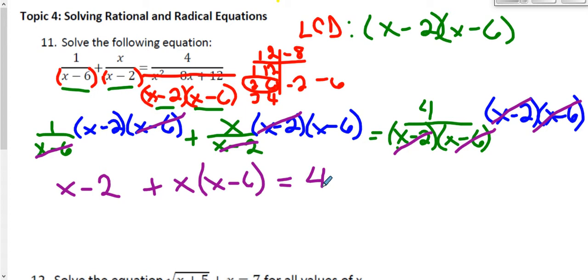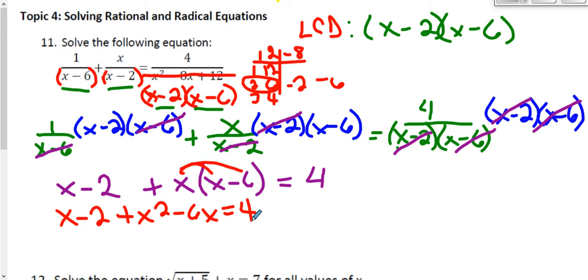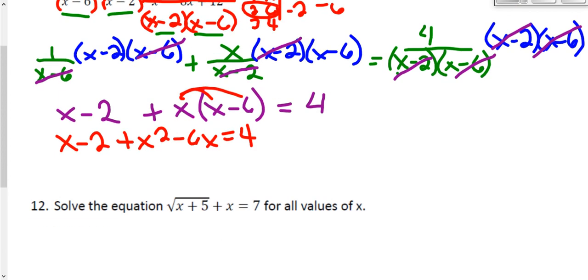Now we have one expression with no fractions anymore. So if I want to solve this, I'm going to have to simplify the left-hand side. I'm going to distribute this x into these parentheses. x minus 2 plus x squared minus 6x equals 4. I can see that I have an x squared in this problem, which means that I'm going to have to use factoring in order to solve it.